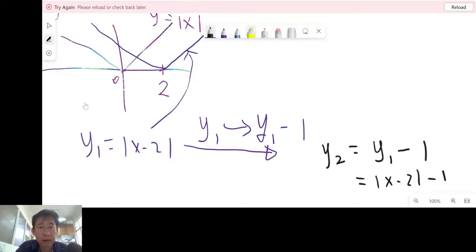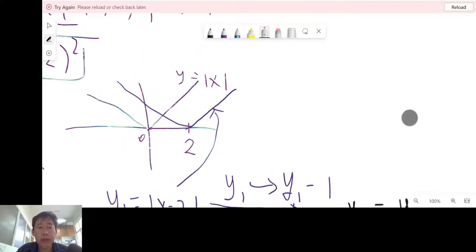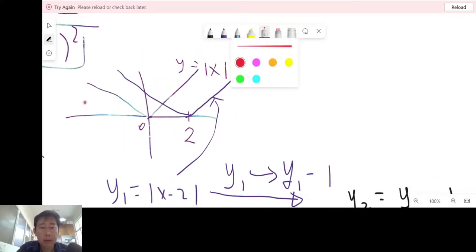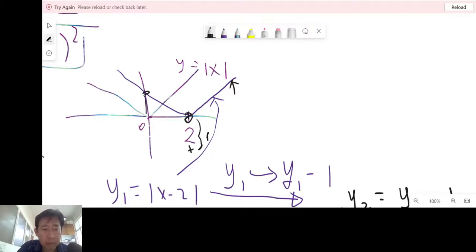So this is the result of displacing the function y1 by 1 unit below. Okay, so here you have y1, which is this function. Then y2 is a function obtained from y1 by displacing all the values of y by 1 unit below. So this point will be shifted down by 1 unit. Every single point here will also be shifted down by 1 unit. So this is the original function y1. You shift it down by 1 unit, then this is what you get. Okay, so this is the function y2.